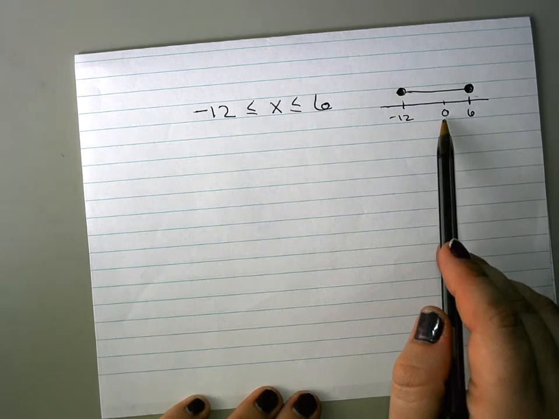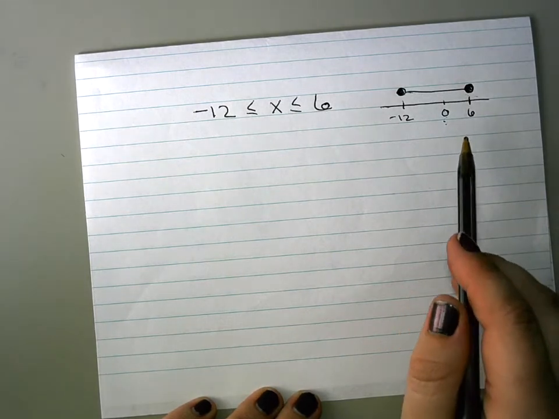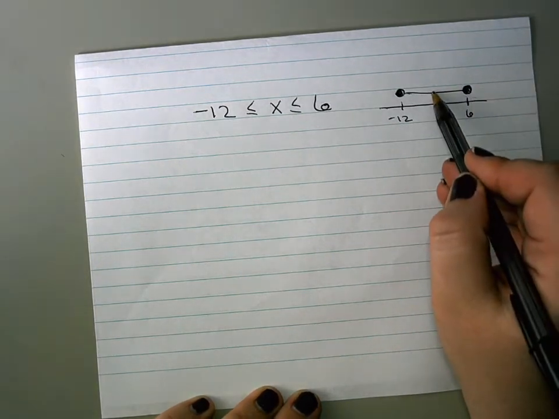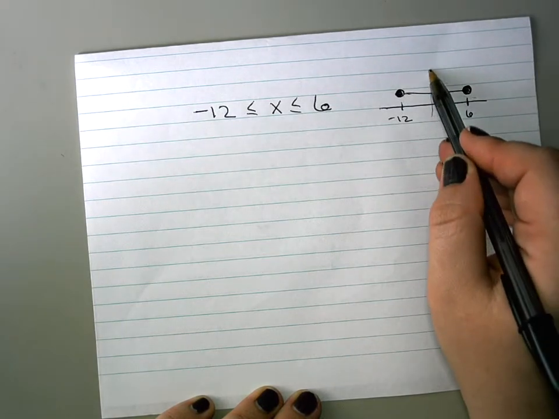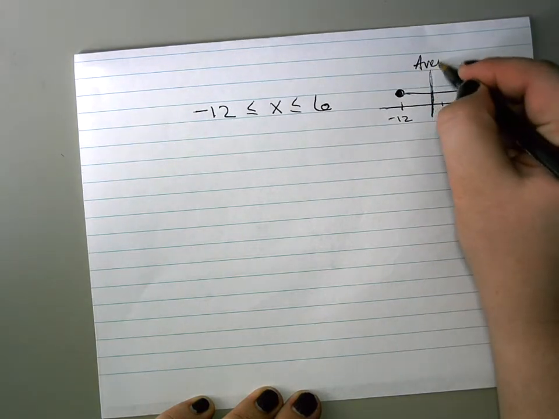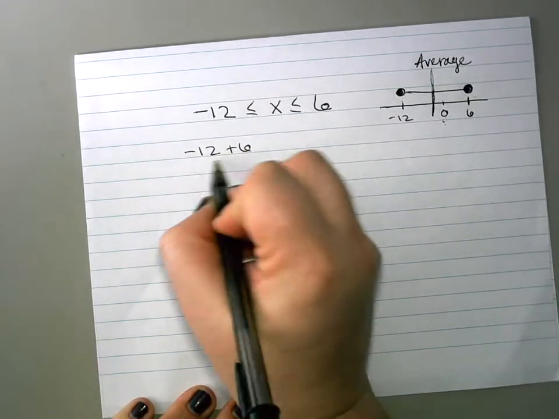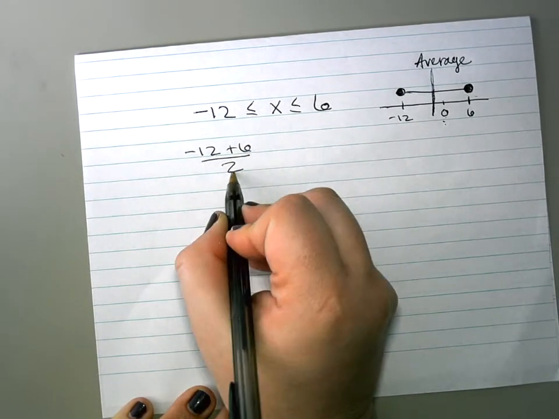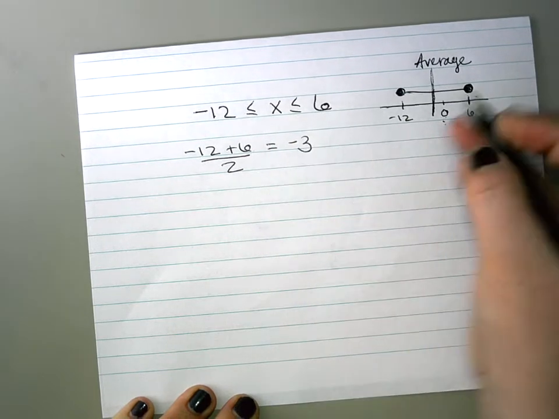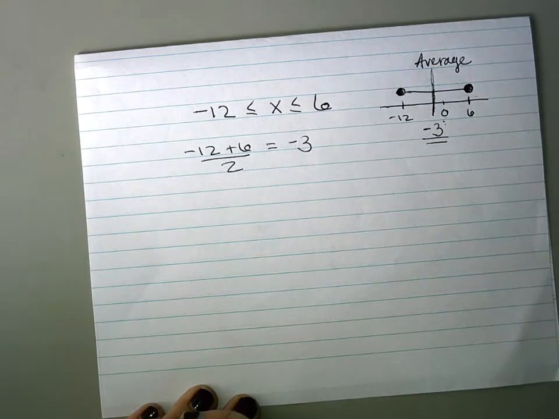Instead, we want to talk about the average. Remember I said the average is like the midpoint? We want a distance that is exactly in the middle of both of these numbers. And you find that by finding the average of the two numbers. Adding them up, dividing by 2. This number is -3.